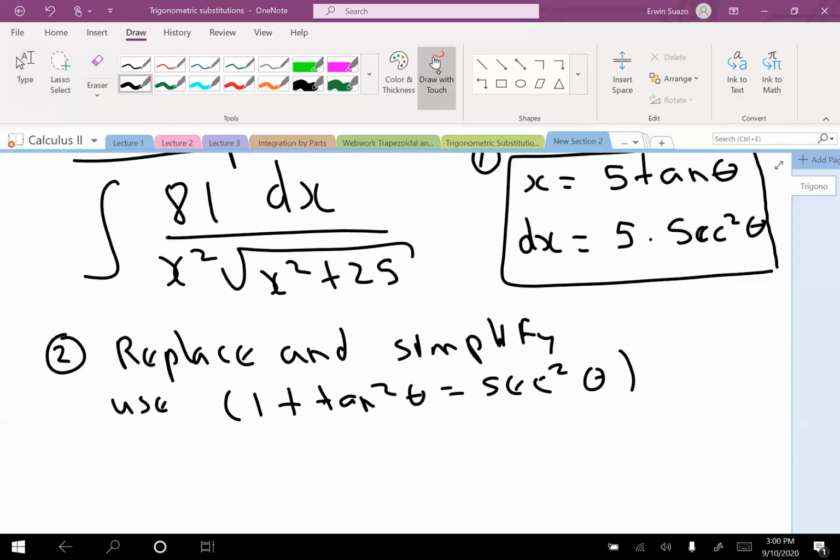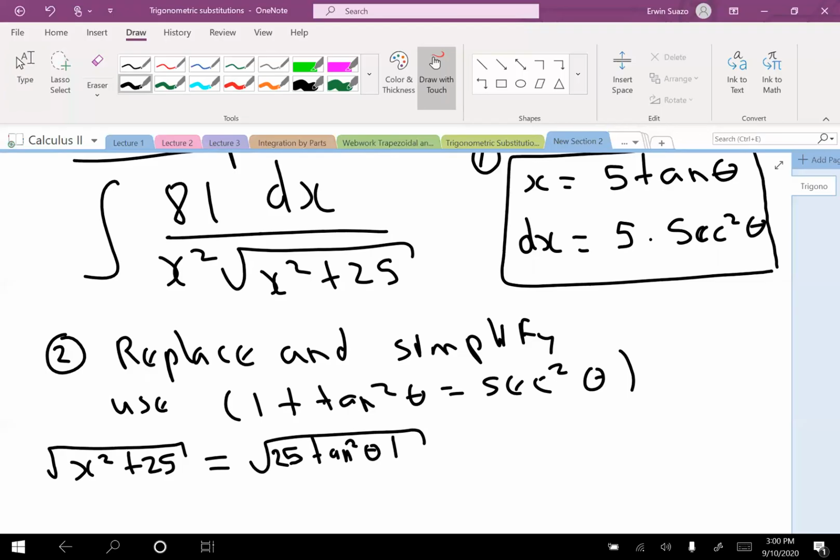Let's do it together. To avoid mistakes, I like to do this first. Let's simplify the square root first. I do it apart, and then I evaluate it. So the square root of x squared plus 25. I replace, that will be the square root of 25 tangent squared of theta plus 25.